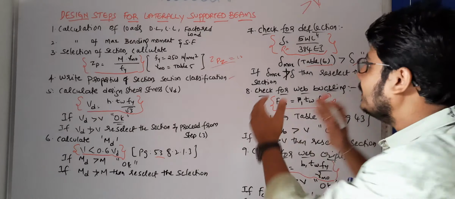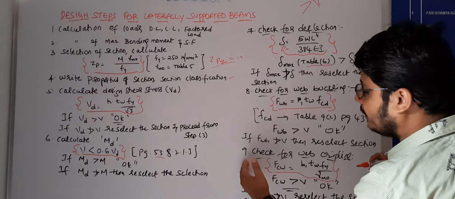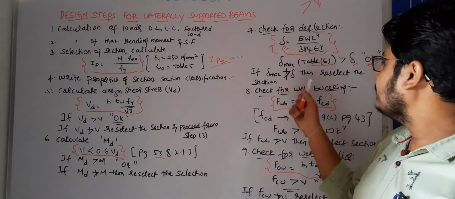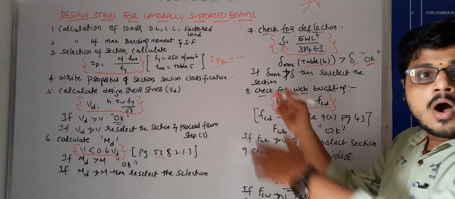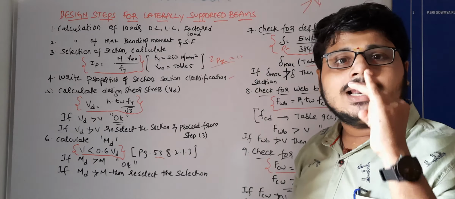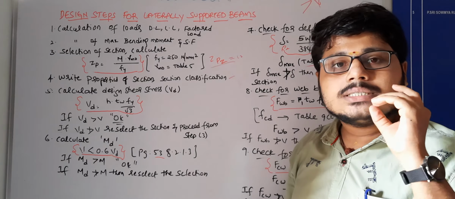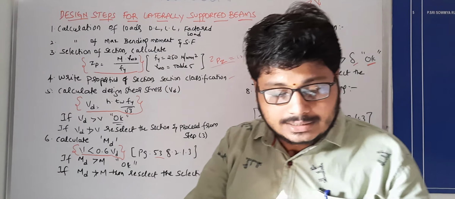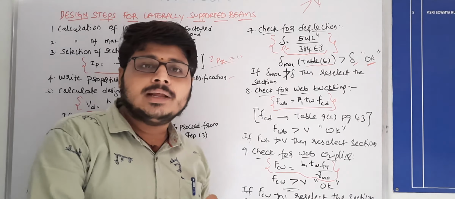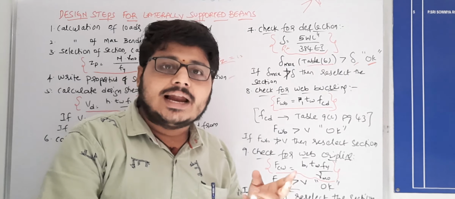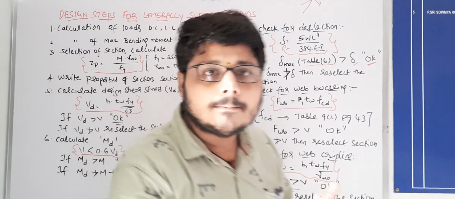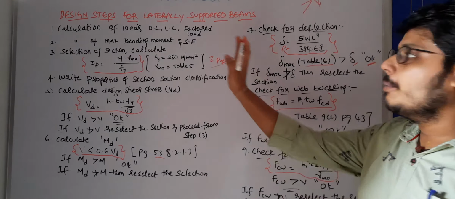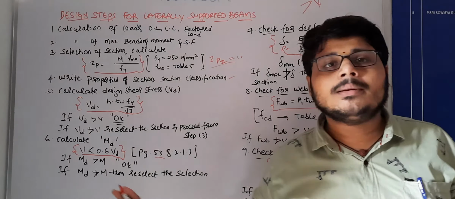Keep in mind: check for shear, check for deflection, check for web buckling, and check for web crippling. These checks are the same for laterally supported, laterally unsupported, and built-up beams. So this is the design procedure for laterally supported beams, which is very important for 14 marks.